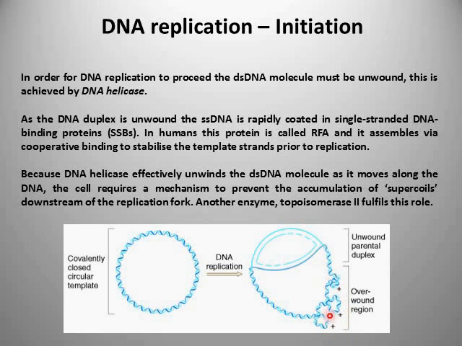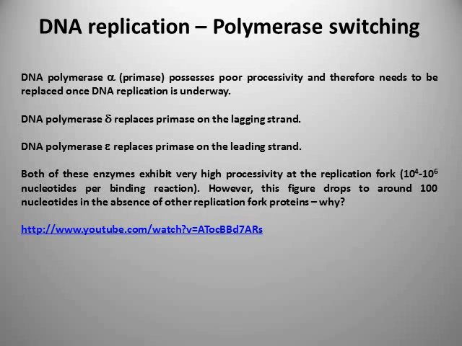If topoisomerase wasn't present, eventually these supercoils would get so bad that they would prevent the function of helicase and the progression of the DNA polymerase enzyme, and DNA replication would come to a halt. So the topoisomerase is doing a very important job as well.